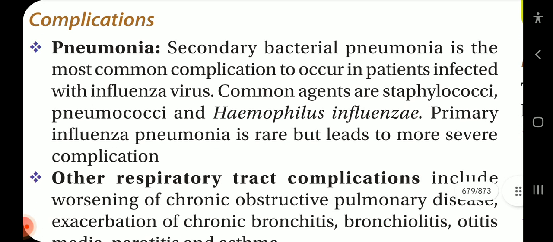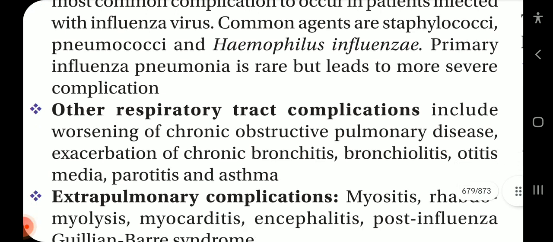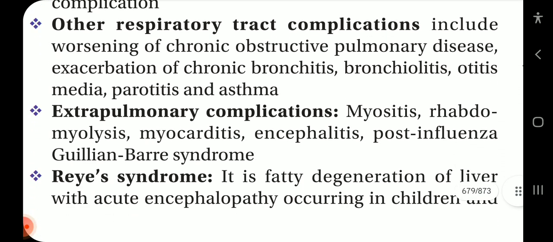Complications. Pneumonia, secondary bacterial pneumonia, is the most common complication to occur in patients infected with influenza virus. Common agents are staphylococci, pneumococci, and Haemophilus influenzae. Primary influenza pneumonia is rare but leads to more severe complications. Other respiratory tract complications include worsening of chronic obstructive pulmonary disease, exacerbation of chronic bronchitis, bronchiolitis, otitis media, parotitis, and asthma. Extrapulmonary complications include myositis, rhabdomyolysis, myocarditis, encephalitis, post-influenza Guillain-Barré syndrome.